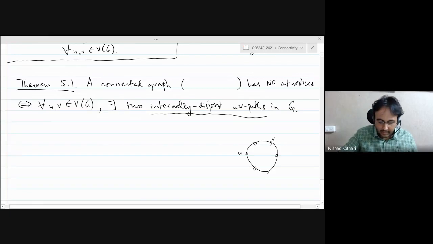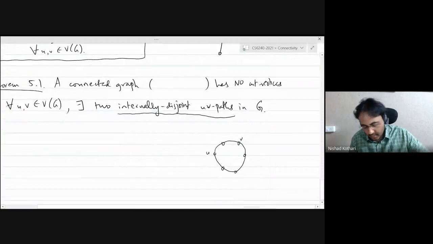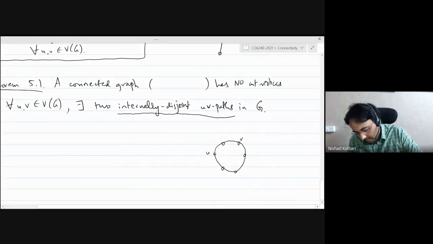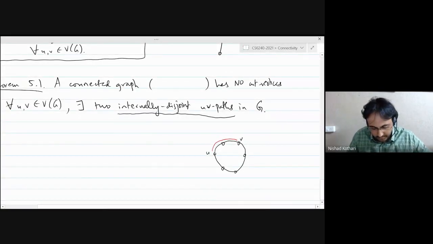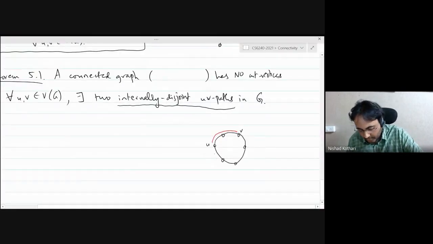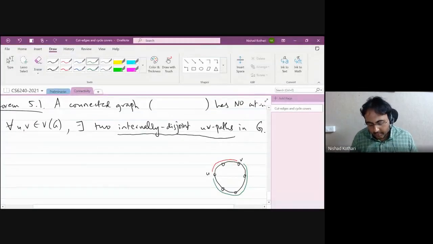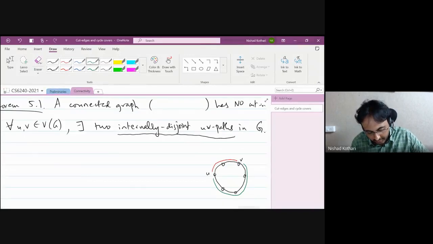Well, in a cycle, between any two vertices, you can find two paths, right? One you go this way and the other you go the other way. They are not disjoint. They share the two vertices U and V, of course, but they are otherwise disjoint, right? And that is what internally disjoint means. So you will have to share the two ends because they are both UV paths, but you cannot share any other edge or vertex.